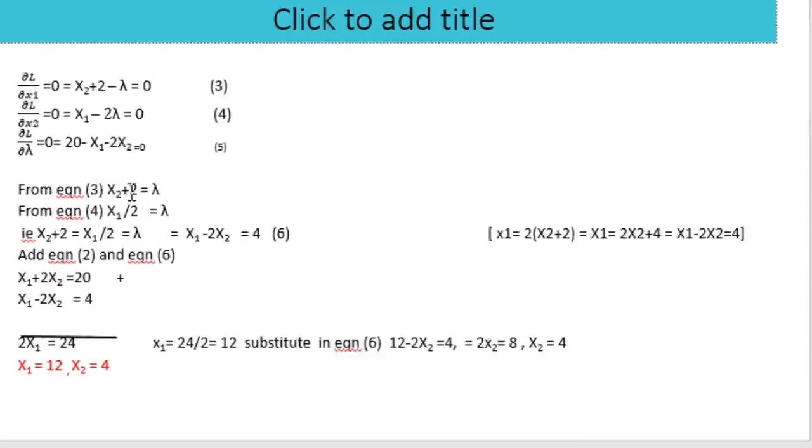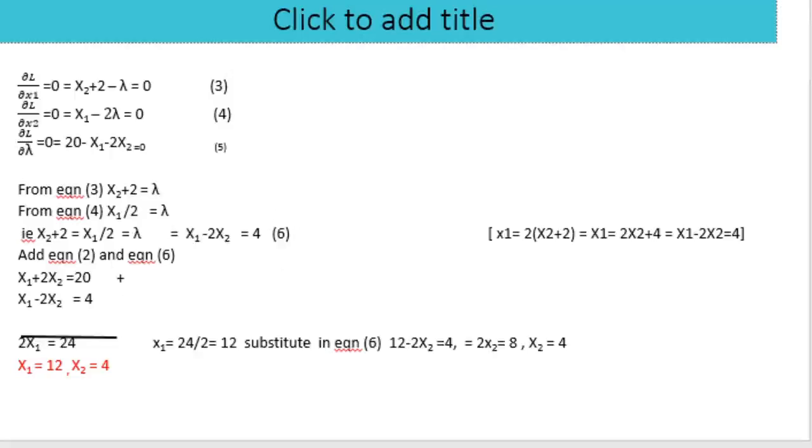Now from equation 3, x2 plus 2 equal to lambda. From equation 4, x1 by 2 equal to lambda. That is, x2 plus 2 equal to x1 by 2 equal to lambda. From this we can say that x1 equal to 2 into (x2 plus 2), that is x1 equal to 2x2 plus 4, or x1 minus 2x2 equal to 4. This is equation number 4.